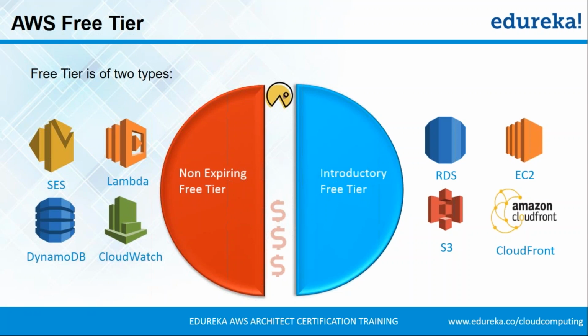Next up, we have the Lambda service. So the Lambda service is basically a serverless compute service. So it is not used to host an application unlike EC2. It is just used to run background tasks. So what are background tasks?